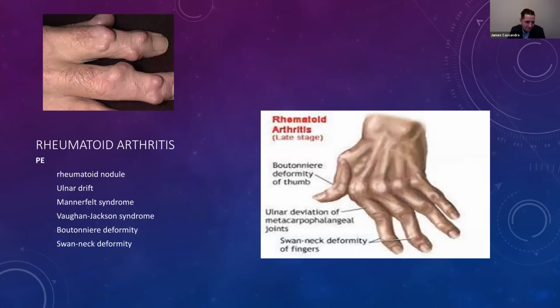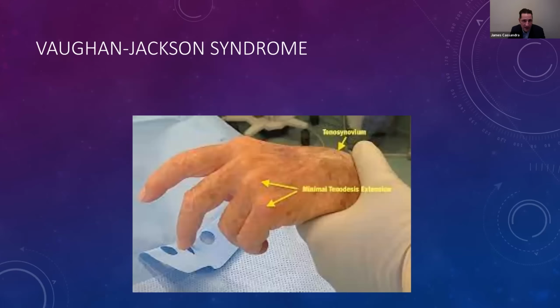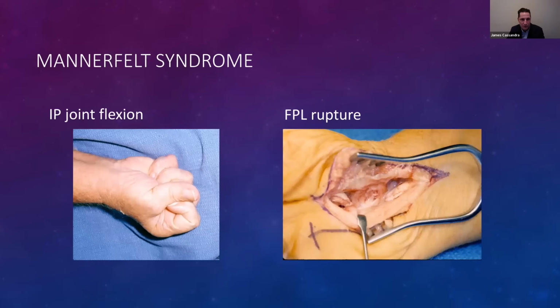And then some other conditions I see quite often are Vaughan-Jackson syndrome and Mannerfelt syndrome. And this is Vaughan-Jackson syndrome. There's some arthritis at the DRUJ, usually a spur. We call it a caput ulna, and that spur leads to some rupture of the capsule, and there's a large spur that causes some bony erosion, and the extensors to the small and ring finger rupture, and then you lose ability to extend the fingers and see that the hand loses a normal tenodesis effect, and there's some tenosynovitis at the wrist.